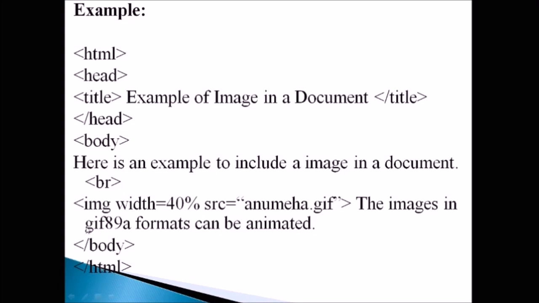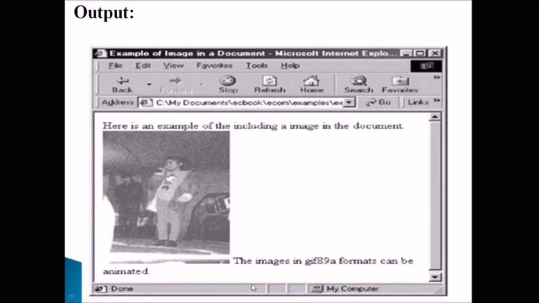Okay, here mainly we have to look at this image tag. This tag is used here to include the image on the web page, isn't it? Here the image width is given, and then the source of the image is given. So this file will be extracted and will be displayed with this width. This is the output of the particular HTML document. This is the example for the image tag.